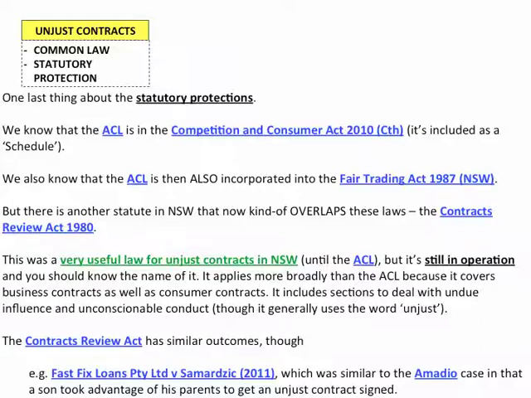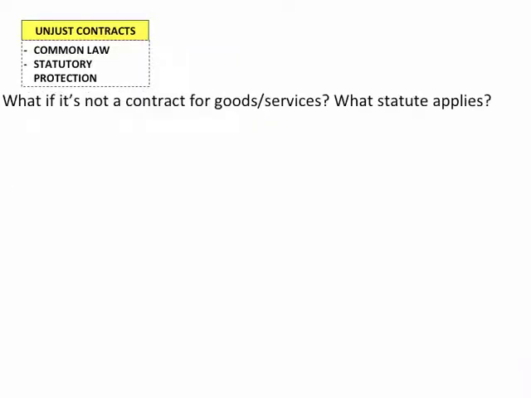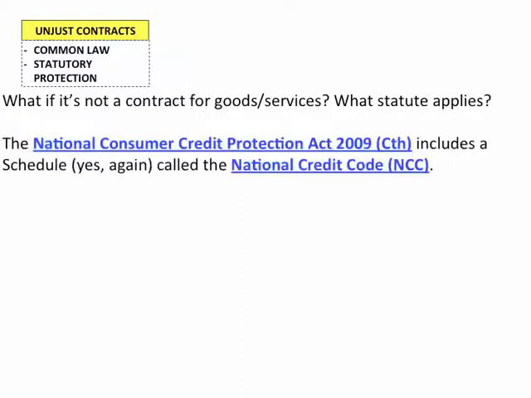Now, the very last thing, so that's the last thing about statutory protections. Yes, there's another law, but there's also the question of what if the contract isn't for goods and services, right? So we know that in New South Wales, if it's for something else, like a business transaction, then the Contracts Review Act can apply. But what if it's for credit? Well, we have the National Consumer Credit Protection Act, the NCCPA, and that has, you guessed it, a schedule in it called the National Credit Code.